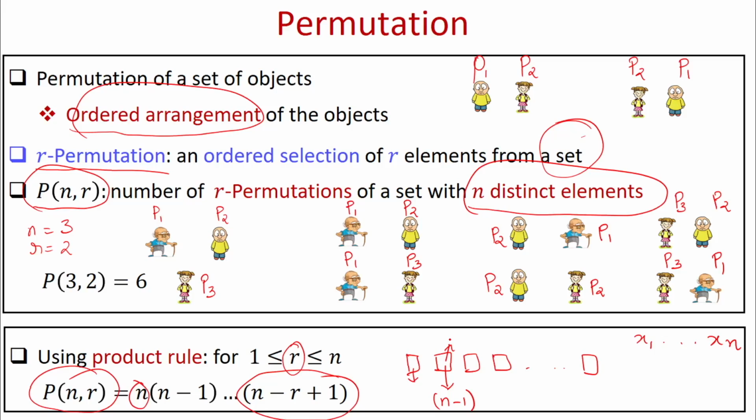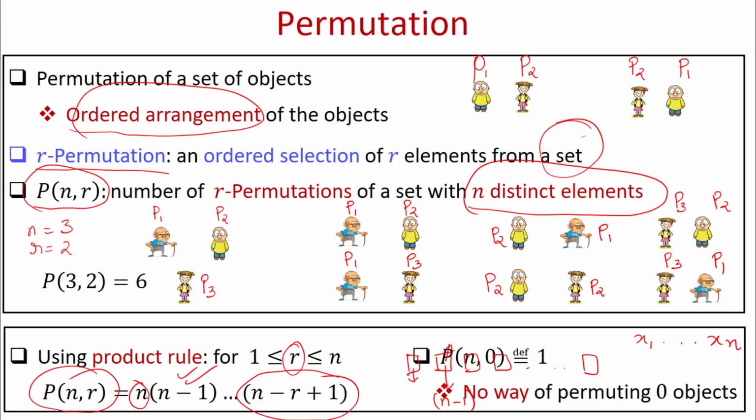The formula becomes different if in the permutation that I am forming, repetitions are allowed. Right. So now it's easy to see that by applying the product rule, I get the output of this P(n, r) function to be this value.